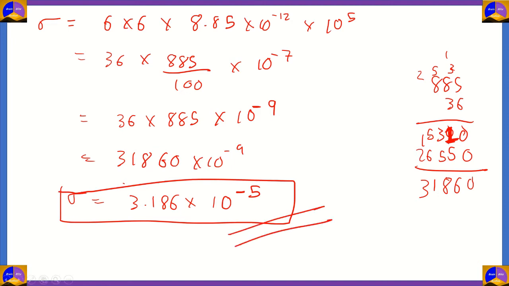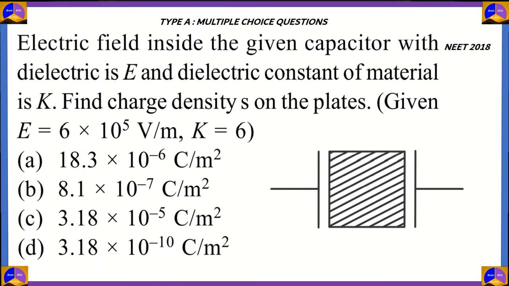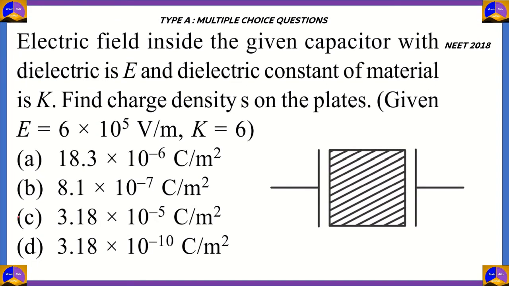So this is the correct option. And if you look at our given options, you can see that option C is the correct option. Note that option D has the wrong order, so therefore it is incorrect. And in the other options, A and B, both the value and the order are different, so those options are incorrect as well. So the right answer is option C, 3.18 into 10 raised to minus 5.